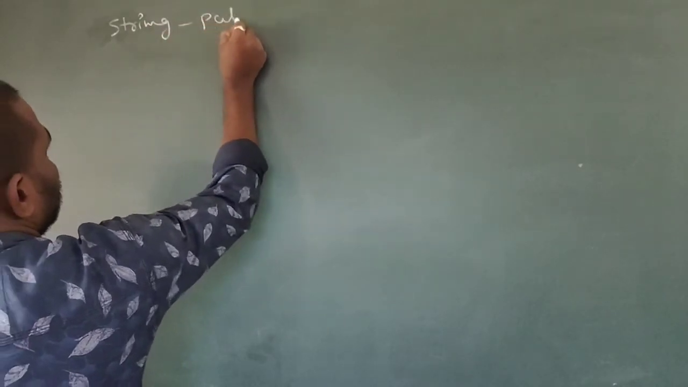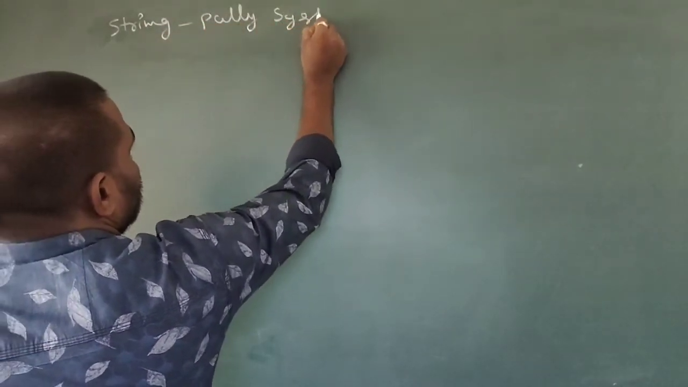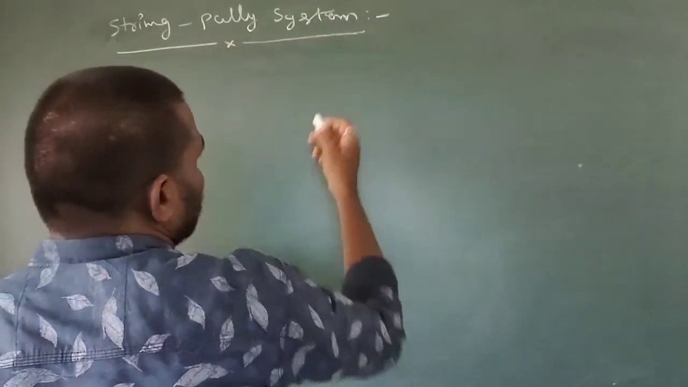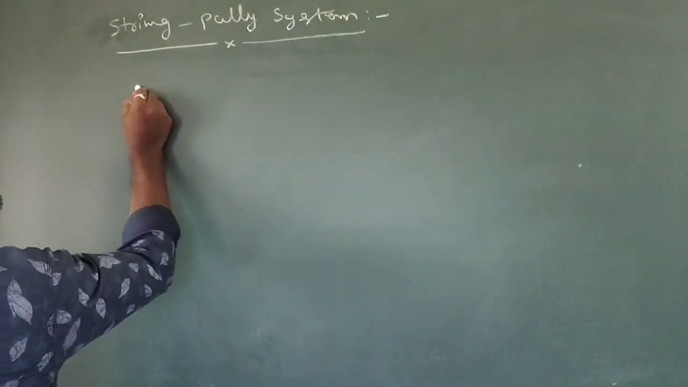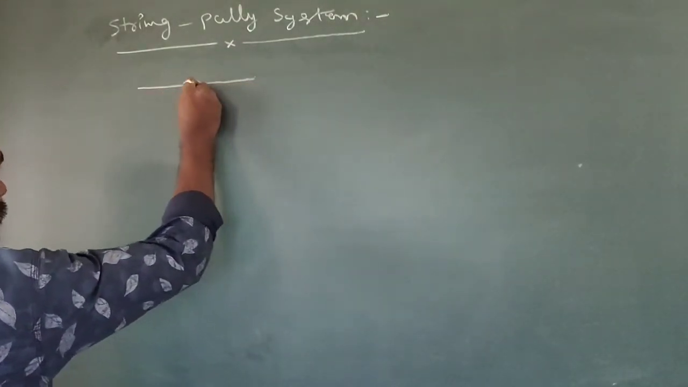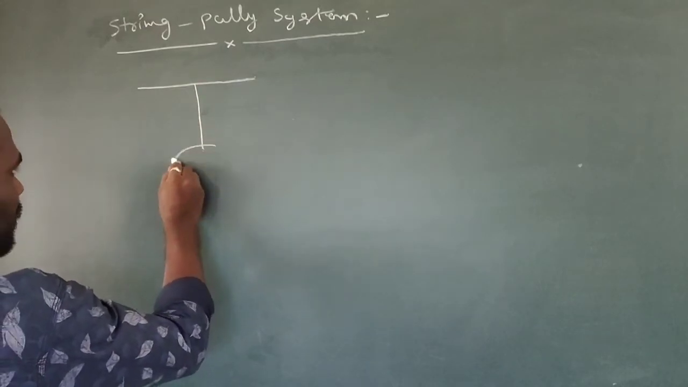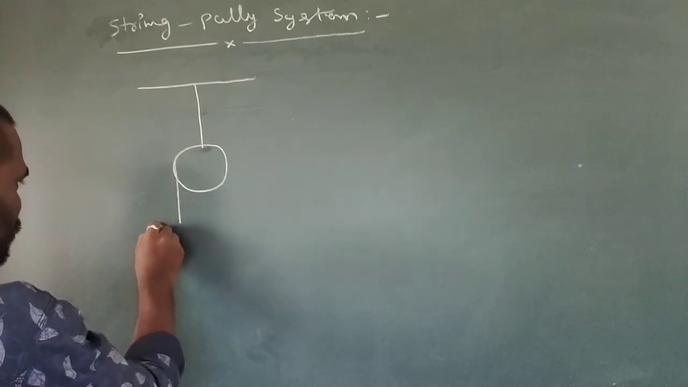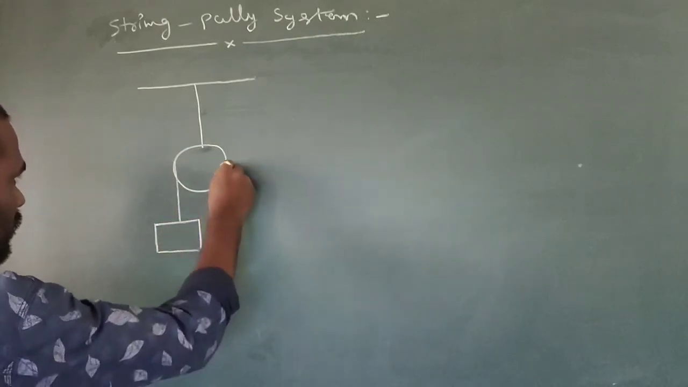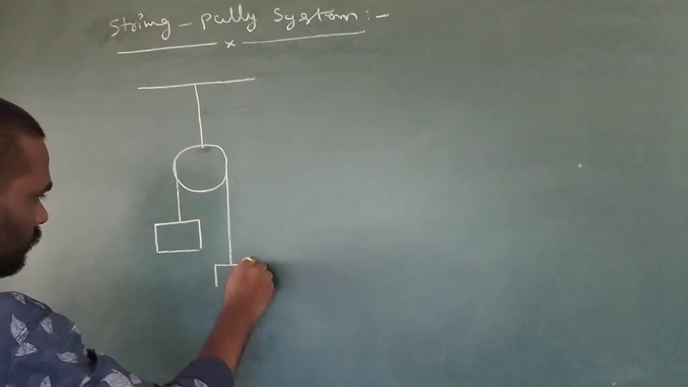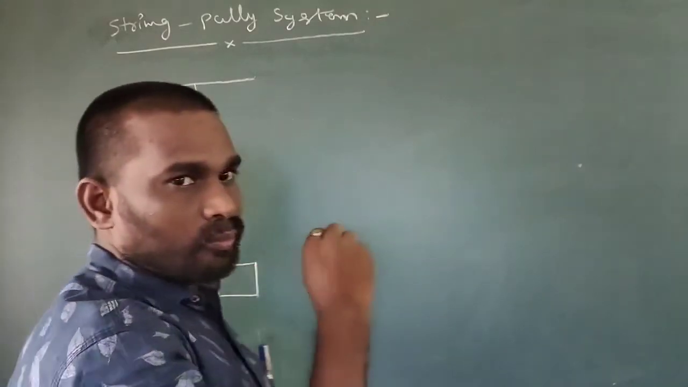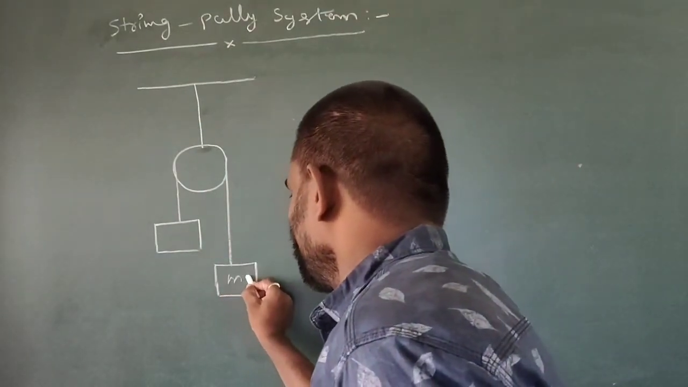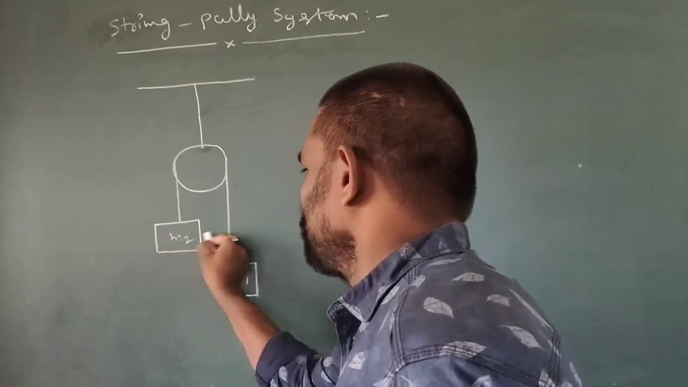String pulley system. Okay, first, two bodies are connected with a string. First body mass m1 and the second body mass m2.